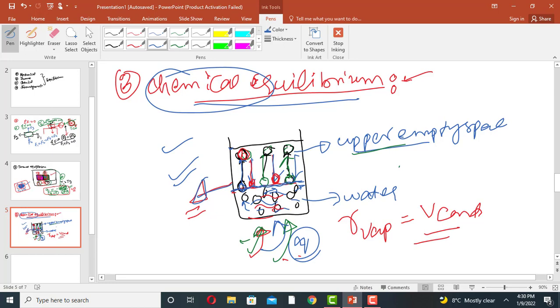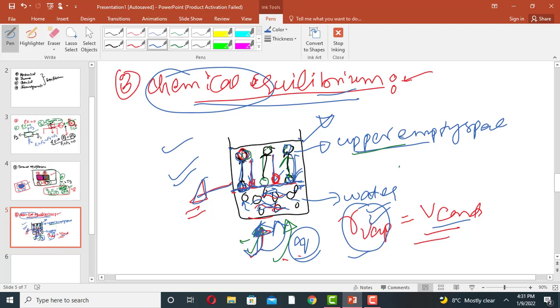So first of all, this was liquid water. When we give heat to the liquid water, the water molecules from the liquid will convert into vapor, which we call the rate of vaporization. After a certain time, some of the vapor molecules will convert again to liquid water, which we call the rate of condensation. Now, after sufficient time, the rate of vaporization will become equal to the rate of condensation. Then at that time, we will say that this system is in chemical equilibrium or dynamic equilibrium. So dynamic equilibrium is nothing but chemical equilibrium.